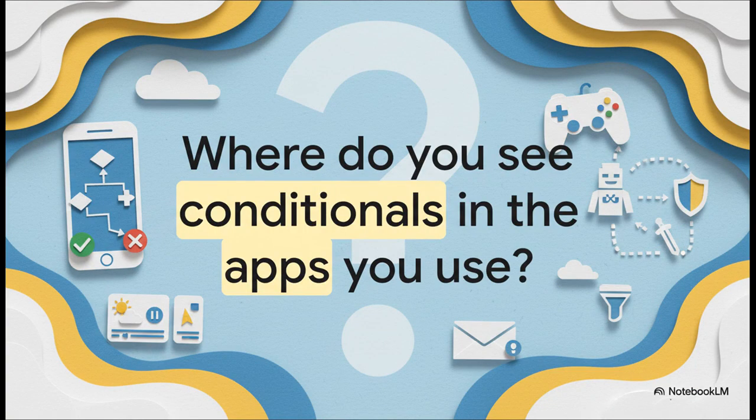So I'll leave you with this little challenge. Now that you've peeked behind the curtain, now that you understand this core logic of if this happens, then do that, start looking for it. The next time you play a game or use your favorite app, ask yourself, where are the invisible decisions being made? Where are the conditionals? You're going to be amazed at how often you find them.